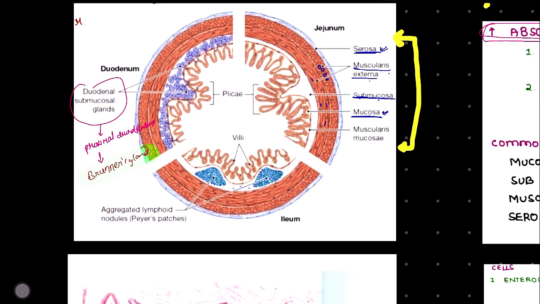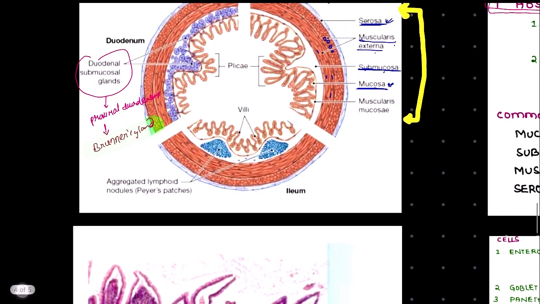Now moving toward the jejunum. As I've already said, the jejunum has the highest amount of plicae circulares. Now let us move toward the ileum. The exclusive feature of the ileum is the Peyer's patches. What are these Peyer's patches? They are aggregated lymphoid nodules.